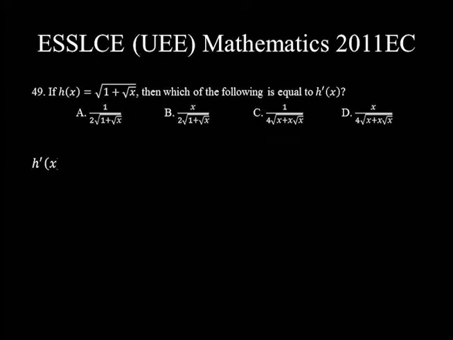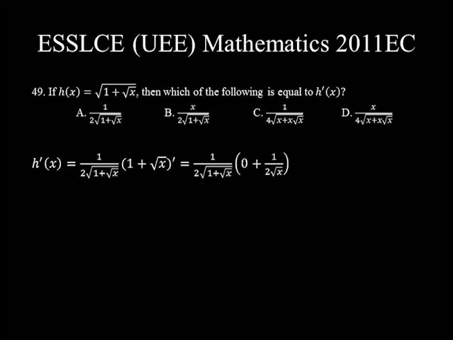The derivative of x is equal to 1 over 2 times the expression inside the square root, that is the square root of 1 plus square root of x, times the derivative of the stuff inside the square root, that's 1 plus square root of x. The derivative is equal to 1 over 2 times the square root of 1 plus square root of x, times the derivative of 1, which is 0, plus the derivative of square root of x, which is 1 over 2 square root of x. So 0 plus 1 over 2 square root of x is 1 over 2 square root of x.